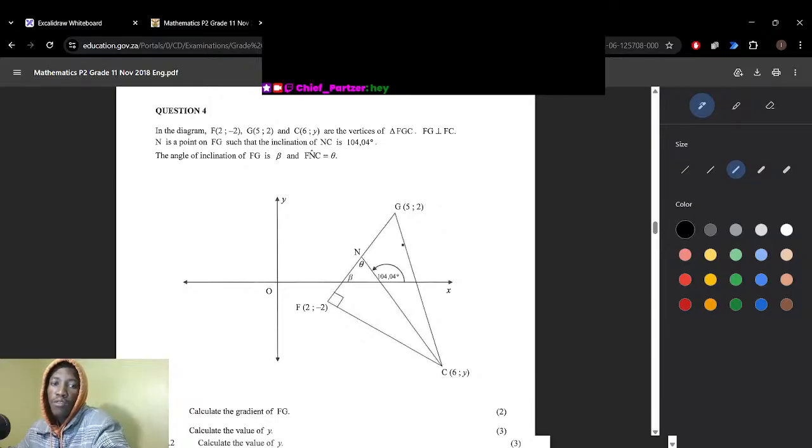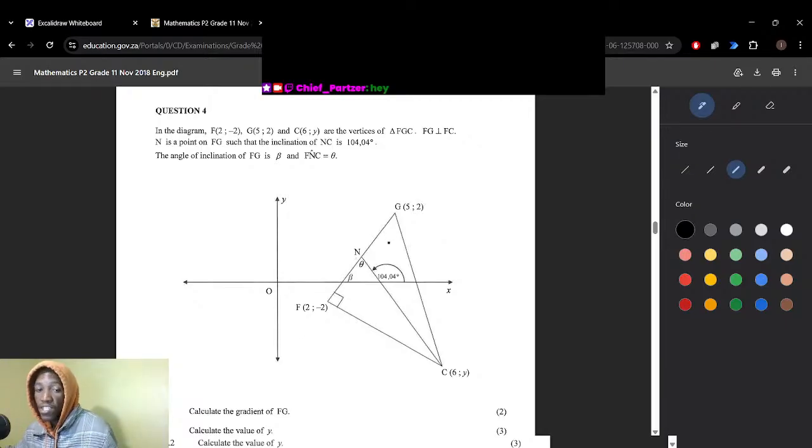So one of the reasons they did not state explicitly that N is a midpoint of FG is simply because they have shown you a diagram. The diagram shows you that N lies somewhere in the middle of line FG. So with that being said, it's safe to assume that N is a midpoint of FG, right?